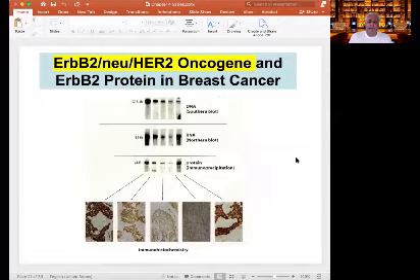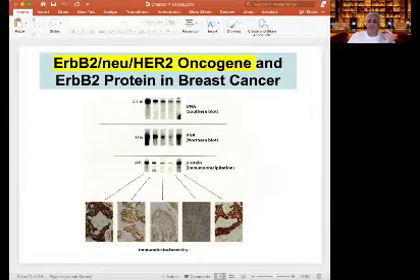Let's talk about a particular oncogene. So ERBB2, or HER2, also known as NEU. The reason there are multiple names is because multiple scientists happened to be working unknowingly on the same gene, and then later on they discovered, oops, this is the same gene. So the names have carried over from previous research. It's a historical thing.